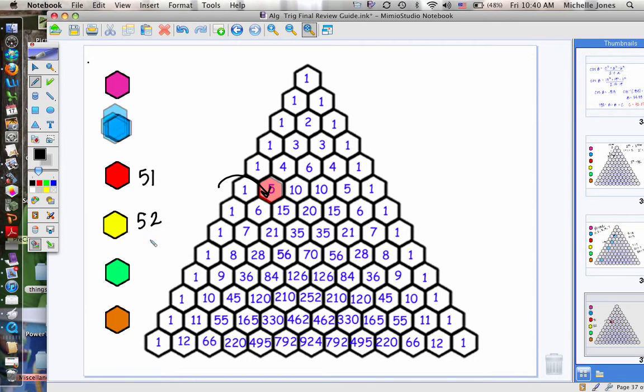The answer to 52, what is the 7th row of Pascal's triangle? So for this, I'm looking for all of these numbers: 1, 7, 21, 35, 35, 21, 7, and 1. Those are all the values in the 7th row.